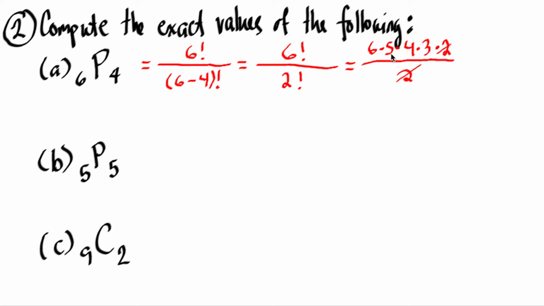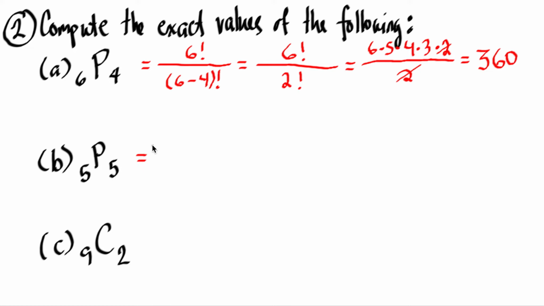So 6 times 5 is 30, 30 times 4 is 120, 120 times 3 is 360. So that's our answer for number one. Okay, for number two, 5P5.